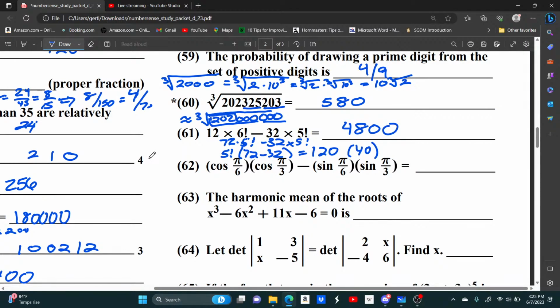Okay, 62 is a trig identity. Let's see. Yeah, if you have the cosine of A times the cosine of B minus sine of A times the sine of B, this is the same thing as the cosine of A plus B. So if I add these two, what's pi over 6 plus pi over 3? Okay, it should be pi over 2, right? And then the cosine of pi over 2 is just 0.